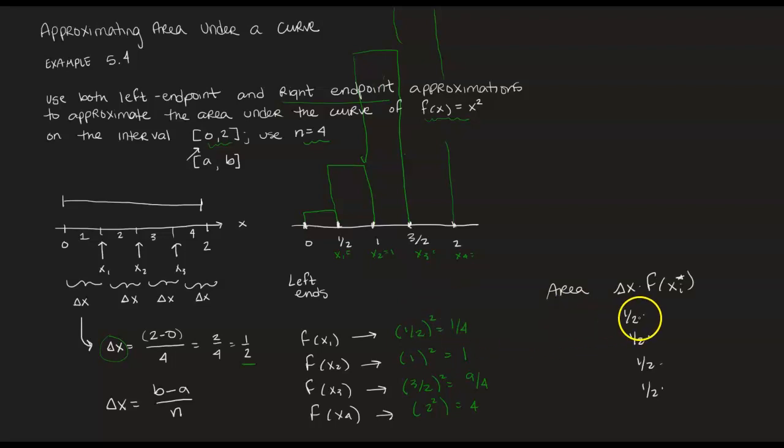All right, now we can calculate the area of each one of those rectangles. So we're just going to copy that function value into our products over here. So 1/2 times 1/4, 1/2 times 1, 1/2 times 9/4, and 1/2 times 4. We'll multiply all of these out and then add them up. If we type all of these into our calculator, we can find that the sum of this area is about 3.75.